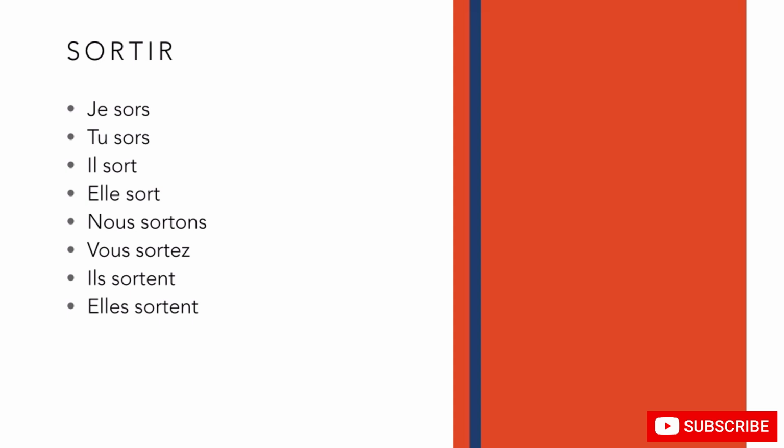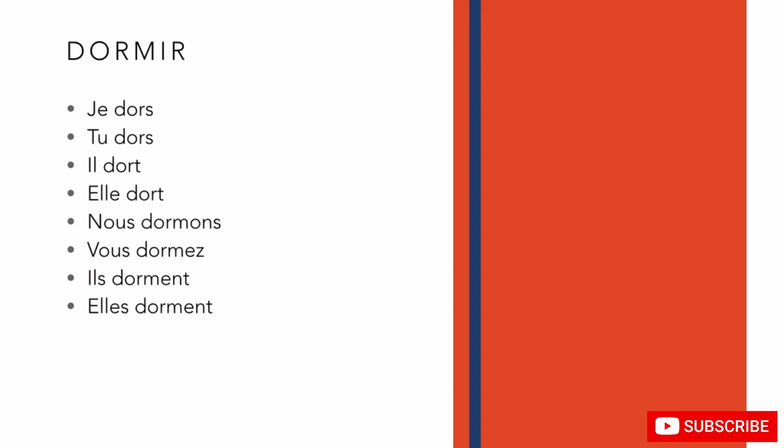So you'll notice that it's very similar to partir, and you'll also notice that dormir is also similar to sortir et partir. So dormir means to sleep, of course. Je dors, tu dors, il dort, elle dort, nous dormons, vous dormez, ils dorment, elles dorment.